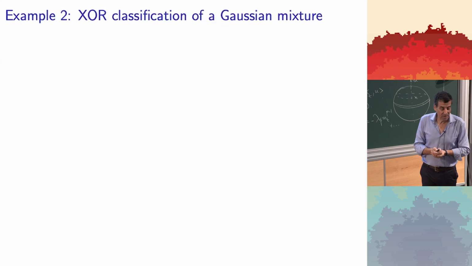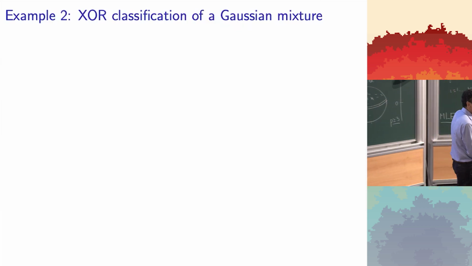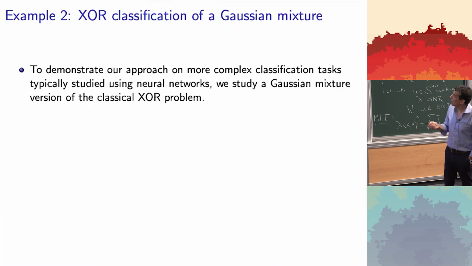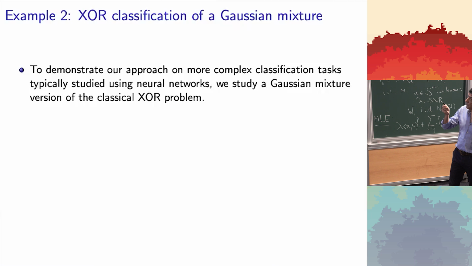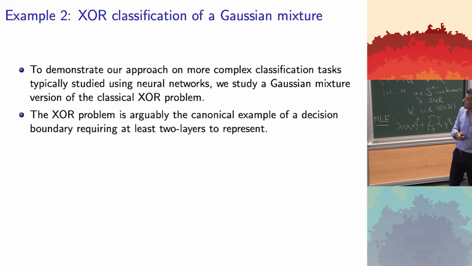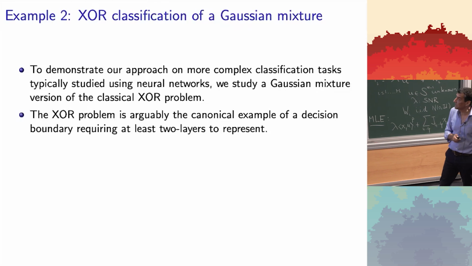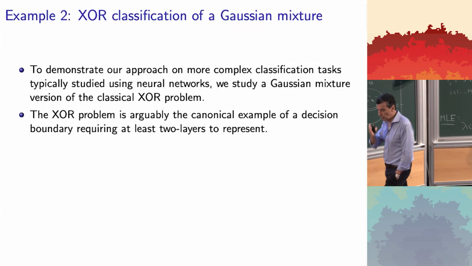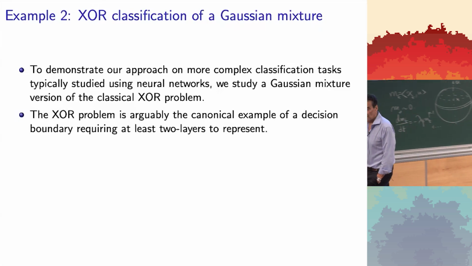So this is what happens here. XOR means exclusive OR. So you know what exclusive OR means, right? So we study here this Gaussian mixture version of the classical XOR problem. The XOR problem is arguably the canonical example in computer science of a decision boundary requiring at least 2 layers in a neural net to represent.